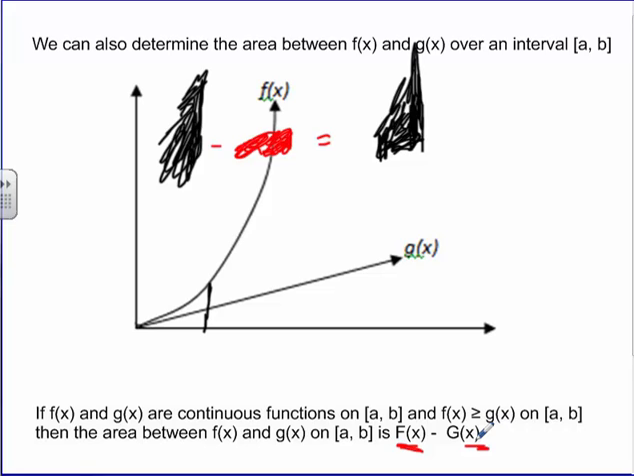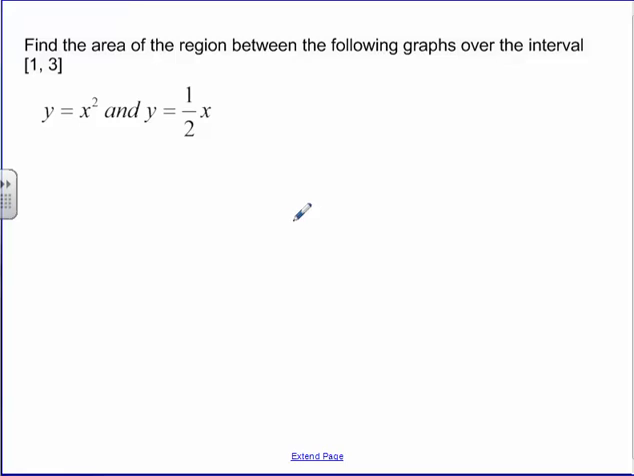Now this does raise one interesting point though. You have to know which one is bigger than the other one, right? You have to know who to subtract from who. You can't subtract g from f if g is littler than f. So you do have to know which one's bigger. But this is pretty straightforward. Let's try a graph here. Let's find the area between the graphs of x squared and a half of x.